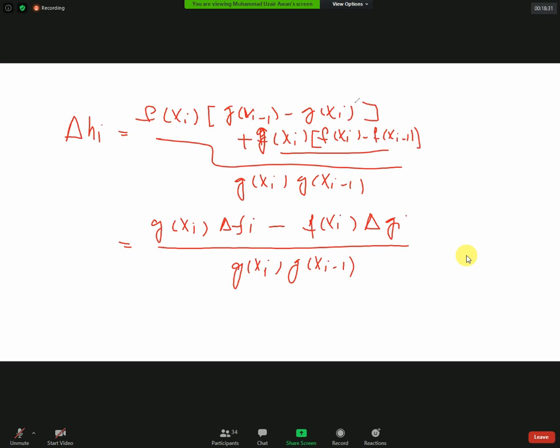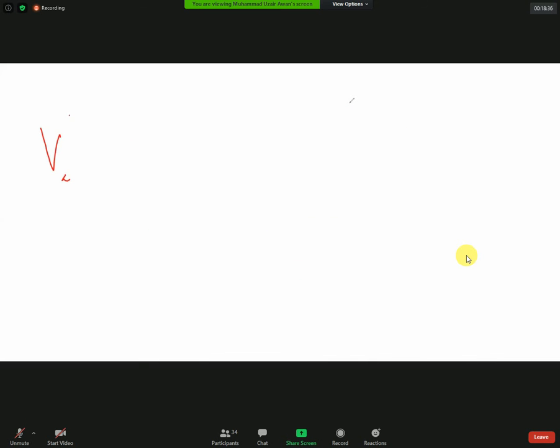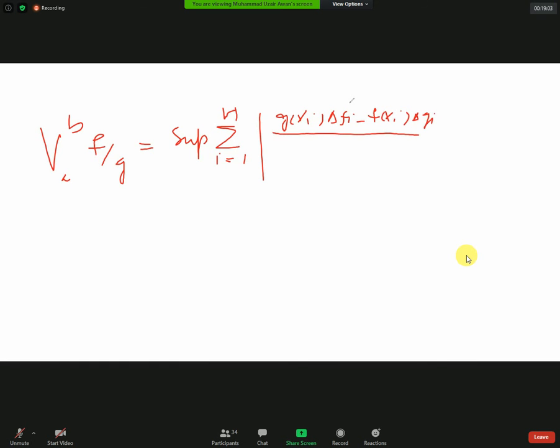अब टोटल वेरिएशन ऑफ जो h था, h हमारे पास क्या है, f ओवर g, that was supremum summation i is equal to 1 to n, डेल h i था, डेल h i की वैल्यू पुट कर दें, और हमारे पास क्या आई है, g ऑफ x i डेल f i माइनस f ऑफ x i डेल g i ओवर g ऑफ x i g ऑफ x i minus 1, ये चीज आ, ठीक हो गया, दैट इज इक्वल टू x i डेल g i.